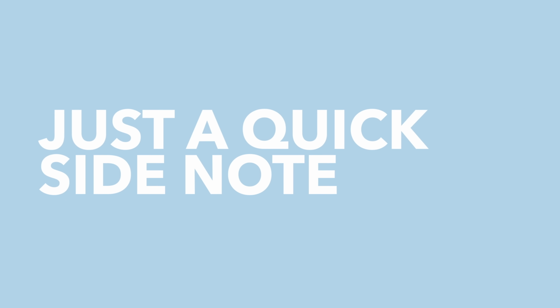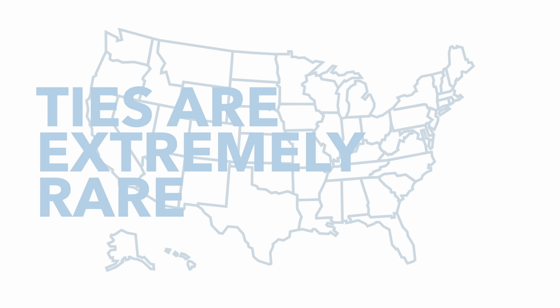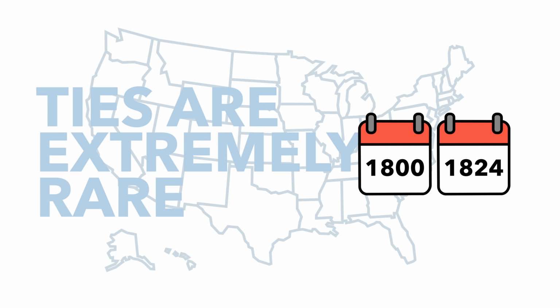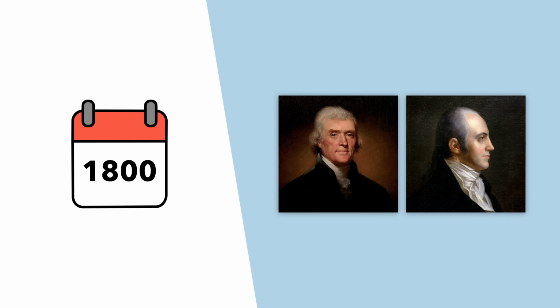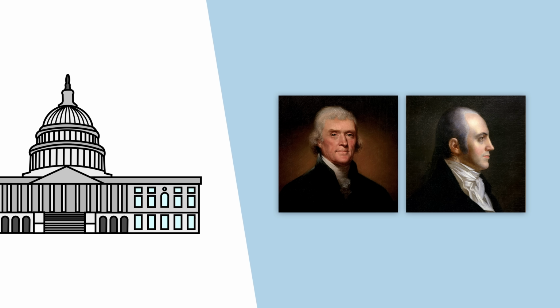Something to keep in mind though is that a tie or a lack of majority in the Electoral College is an extremely rare occurrence, having only happened twice, in 1800 and in 1824. In 1800, a tie between Vice President Thomas Jefferson and his running mate Aaron Burr caused the election to be decided by the House after Burr refused to stand aside for Jefferson.